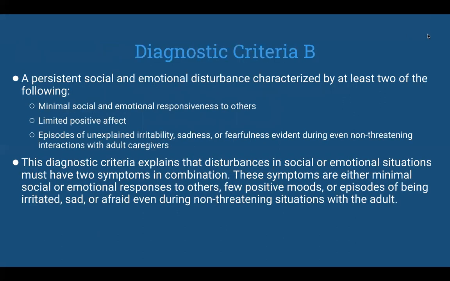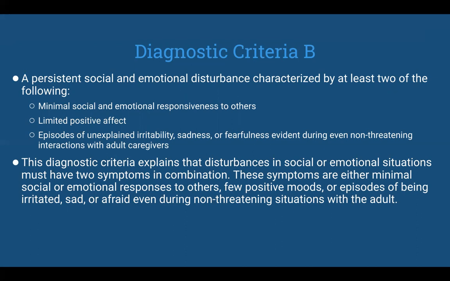Diagnostic criteria B. Although only one factor needs to be present, at least two symptoms must be present, which can be seen on the slide. If only one is present, reactive attachment disorder is not present. The symptoms must be a persistent social and emotional disturbance characterized by at least two of the following: minimal social and emotional responsiveness to others, limited positive affect, episodes of unexplained irritability, sadness, or fearfulness evident during even non-threatening interactions with adult caregivers.